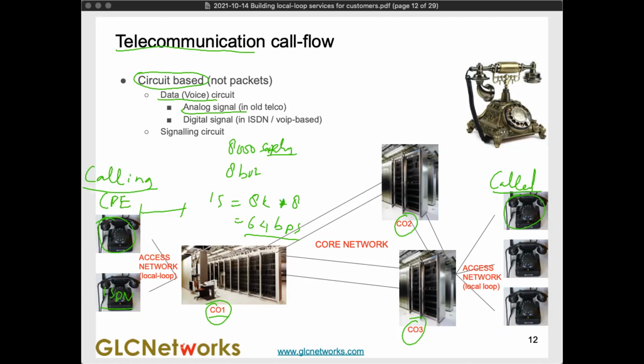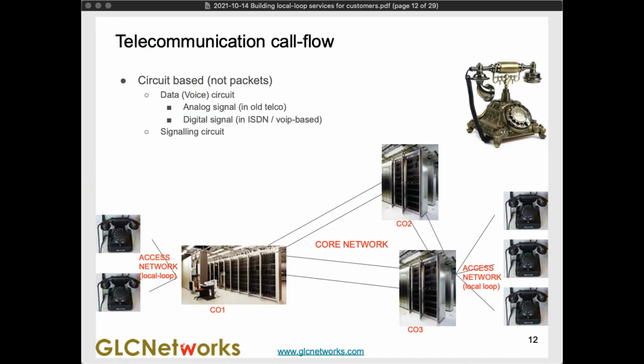So that was the call flow. Just for your information, in traditional telecommunication, we have two links in the trunk. Trunk means links between central offices. So there will be two links: one link is for voice, one link is for signaling. Because there is no encapsulation like what we already learned in old telecommunication.